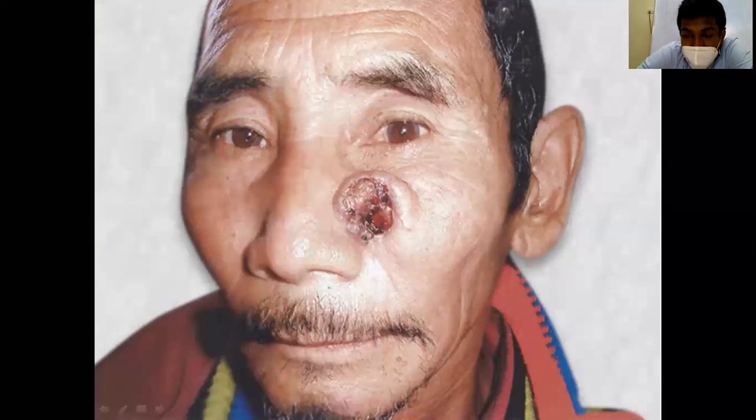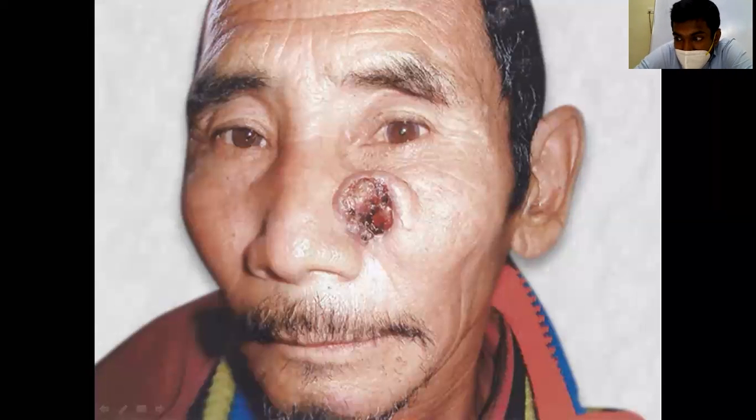Now, what are the features that you look for in the pathology report? If you get a question like, what is the histopathology of a basal cell carcinoma, what are the features that you see in the slide? A few of them just give you the confirmatory diagnosis that yes, this is basal cell carcinoma.